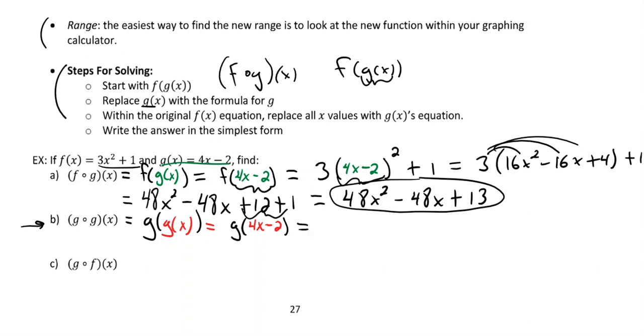Okay, and then this is where it can get a little bit confusing, right? Because now I'm going to take, what is g of x again? It's 4x minus 2, right? So I'm going to go 4, and then instead of an x, I'm going to leave a bracket, minus 2. And then what am I putting in place there? 4x minus 2, right? So we're putting it into itself here.